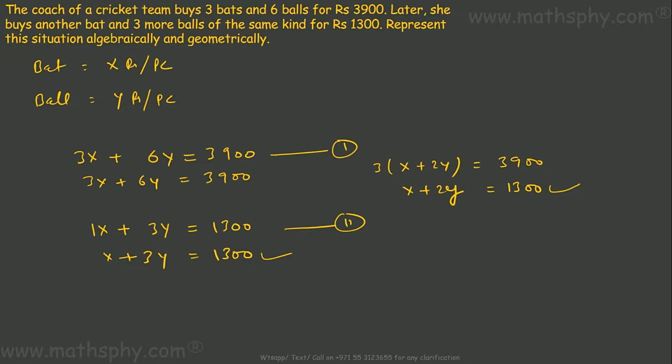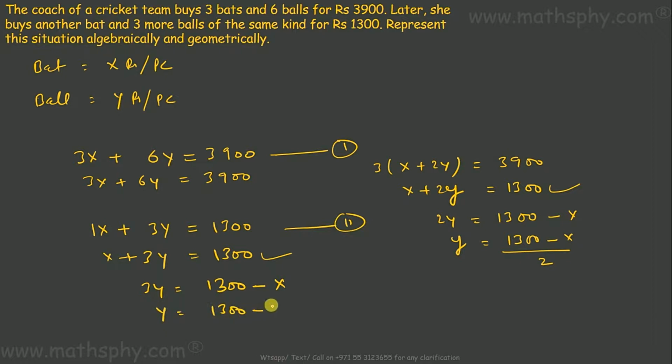Let's move into the graphic representation. For that I need 2y equals 1,300 minus x, so y would be 1,300 minus x over 2. And 3y equals 1,300 minus x, so y would be 1,300 minus x over 3. So now I can represent both these equations in the graph.